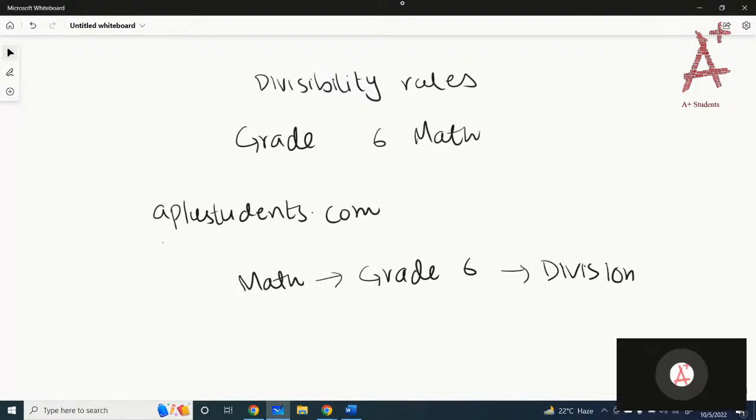So please find the lessons on aplusstudents.com. You have to select math from the subject tab. Then you have to scroll down to grade 6 maths, and we are going to start with chapter 3, that is division, and the topic we're going to start is divisibility rules. Please make sure you have your notebook and pencil so that you can note down the important points. Got it? Okay.